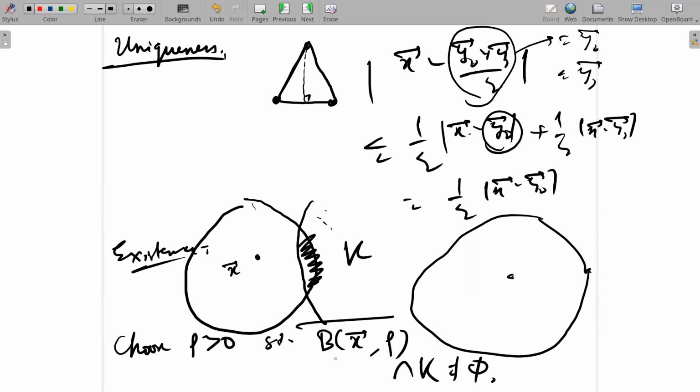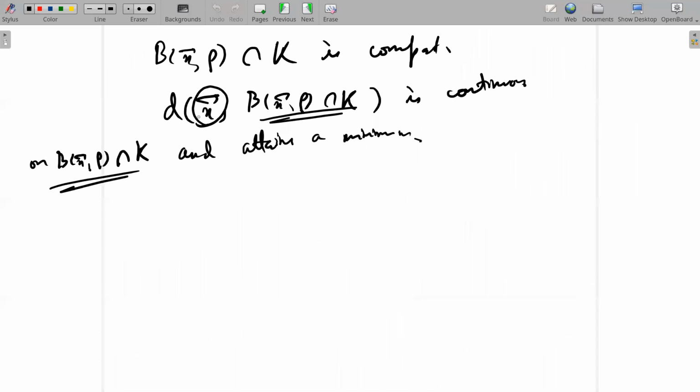And here another fact we used was B(x, rho) is convex. That also you can prove using triangle inequality. So Euclidean norm is a norm. It satisfies triangle inequality. So you have two convex sets. B(x, rho) is convex, K is convex and closed. B(x, rho), by the way, is compact. So the intersection of a compact convex set and a closed convex set again will be a compact convex set. So that finishes the proof. So any questions?